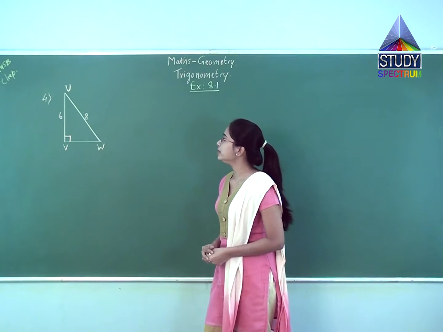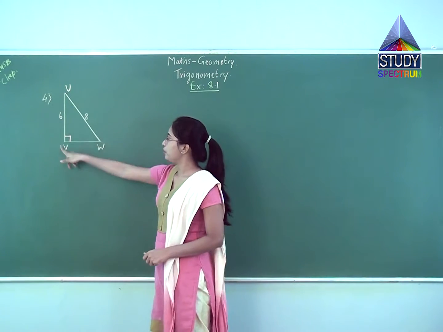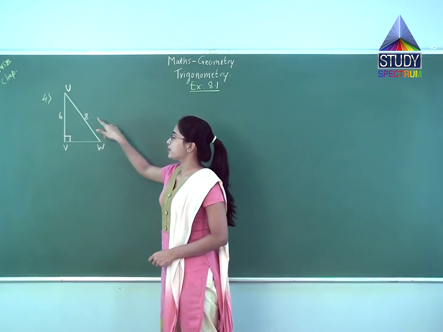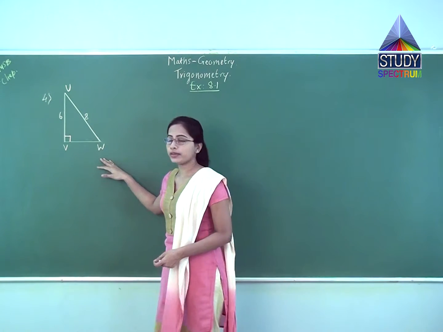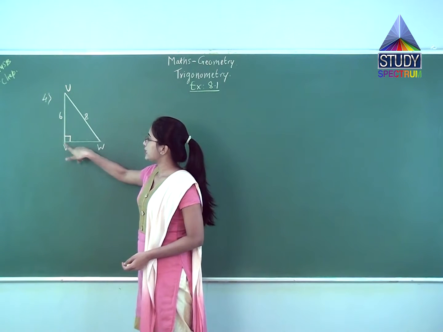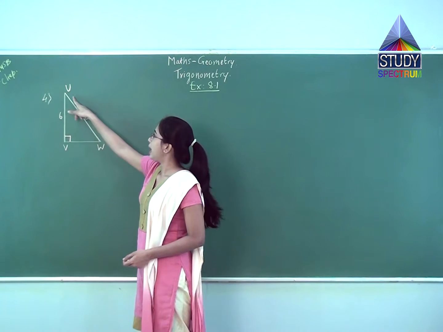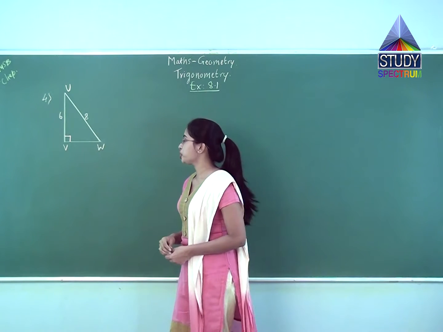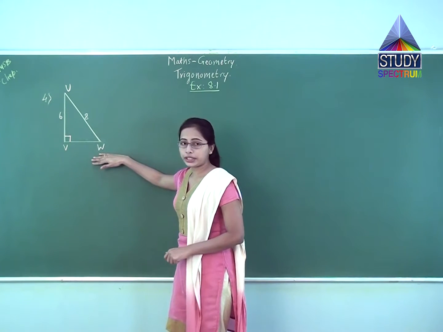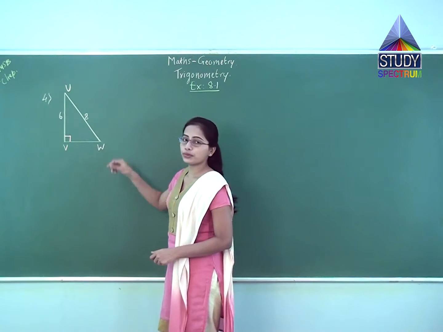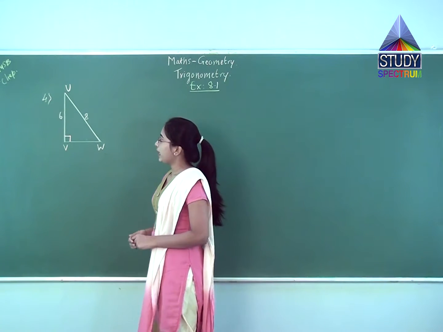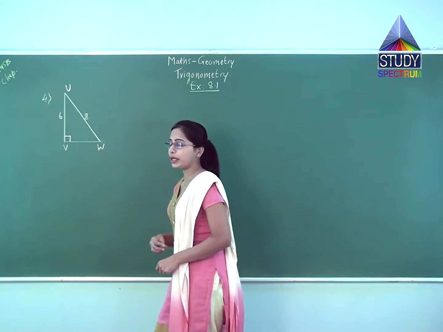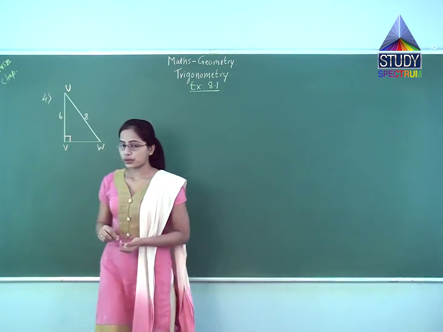You can see the figure, right angle triangle UVW is given. In this, the measures of two sides are also given, means UV is given as 6 cm and UW is given as 8 cm. And the question is, we have to find all the trigonometric ratios of angle W. So now we can see we have two sides, so we can find the third also by using Pythagoras theorem. So let us solve.